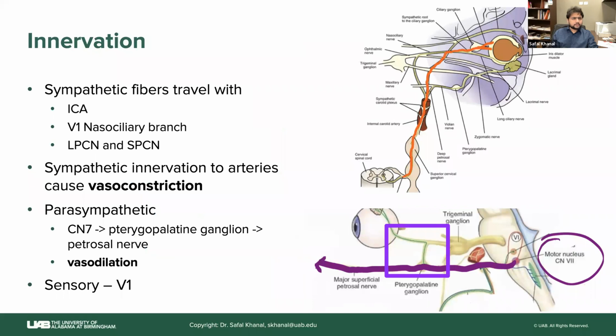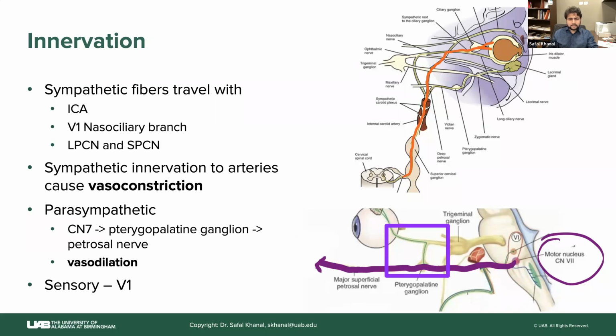What about the innervation to the choroid? Well, your sympathetic fibers again travel along the internal carotid artery and through the V1, which is the ophthalmic nerve, and the branch of it is the nasociliary nerve. It travels along the nasociliary nerve here through the long and short posterior ciliary nerves. These are branches of the nasociliary nerve. It innervates the choroid, and this sympathetic innervation causes vasoconstriction in the arteries of the choroid.